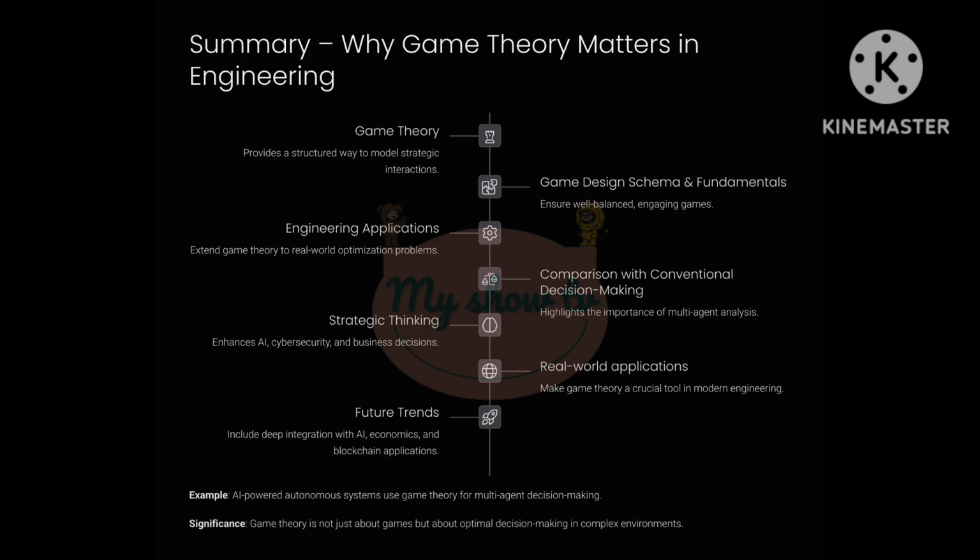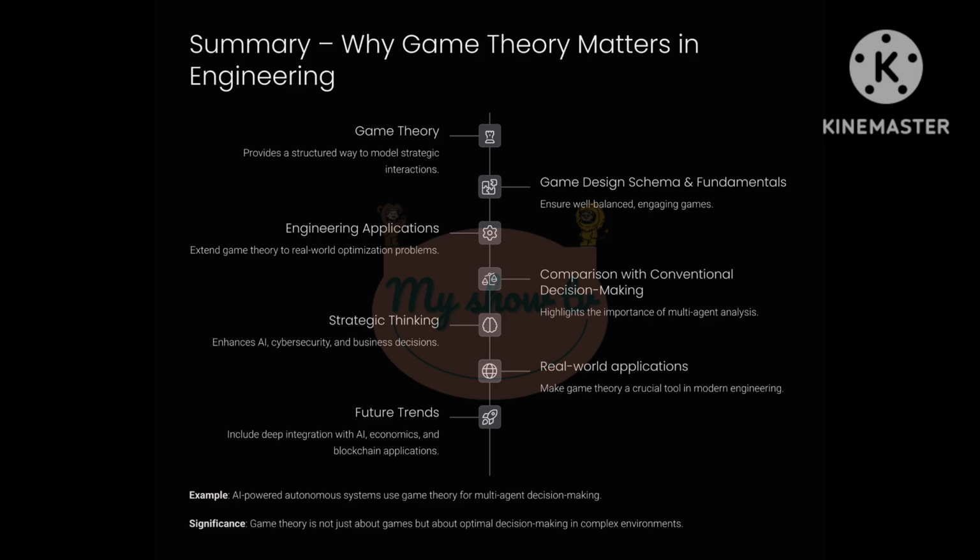3. Engineering applications. Game theory applies to real-world optimization problems like resource distribution, network security, and AI decision-making. 4. Conventional versus game theory. While conventional models work well for simple systems, game theory is essential for multi-agent environments with interdependencies. 5. Strategic thinking. Game theory promotes strategic analysis, improving decision-making across fields like AI, economics, and software engineering. 6. Real-world relevance. From autonomous vehicles to auction systems, game theory is shaping advanced technological solutions.